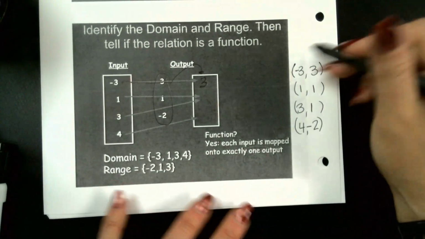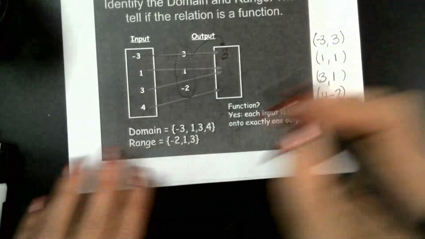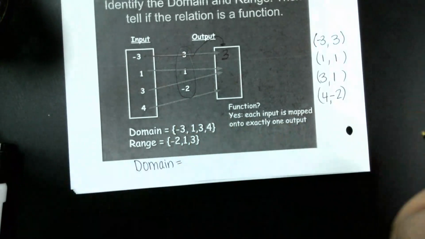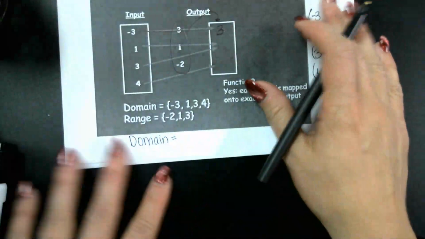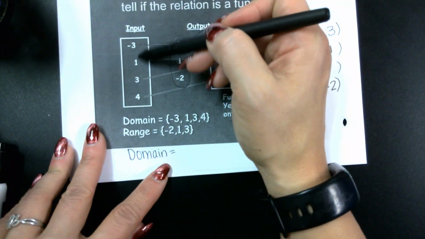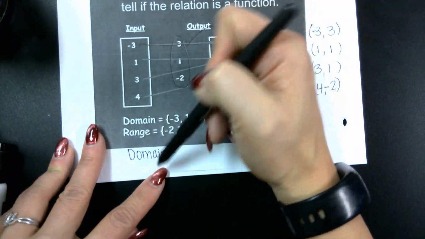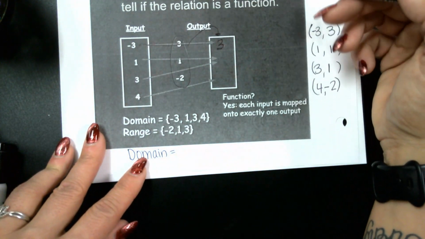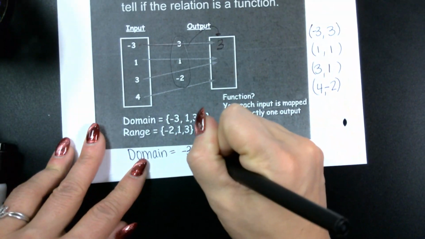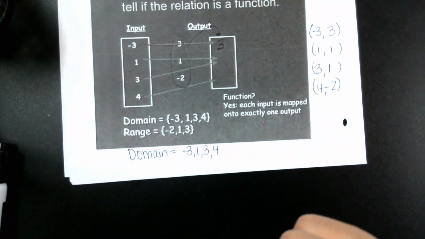If these are ordered pairs, and I said to you, I want you to list out the domain, this is what you would do. I know it's already on the paper, but this is how you would do it. Write the word domain. And all you're going to do is list all the different X values. So these numbers in the first box, list them in order least to greatest. So what's the smallest one? -3, and then 1, 3, and 4. That's all you have to do.